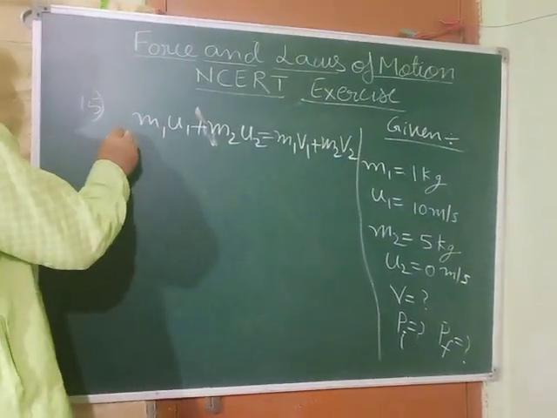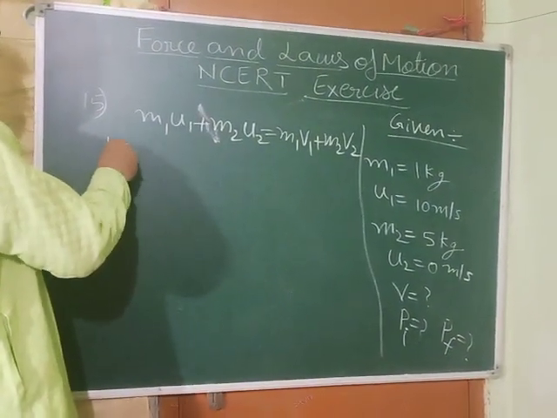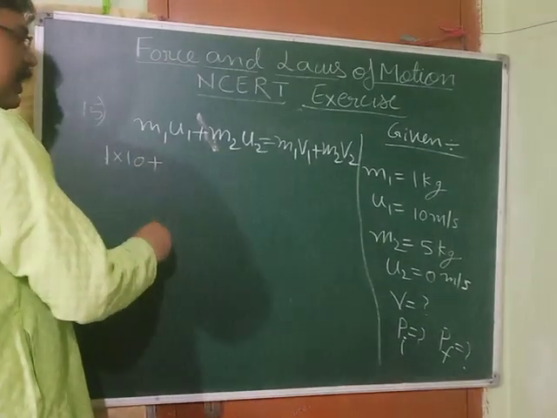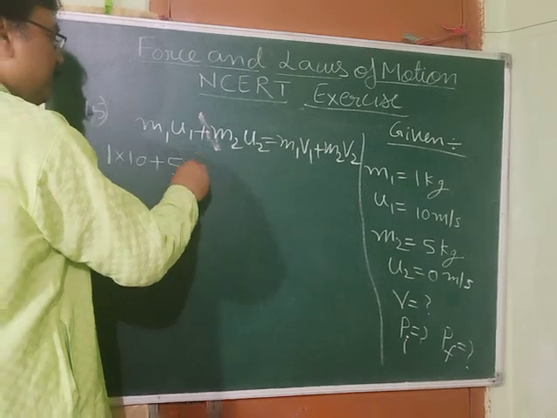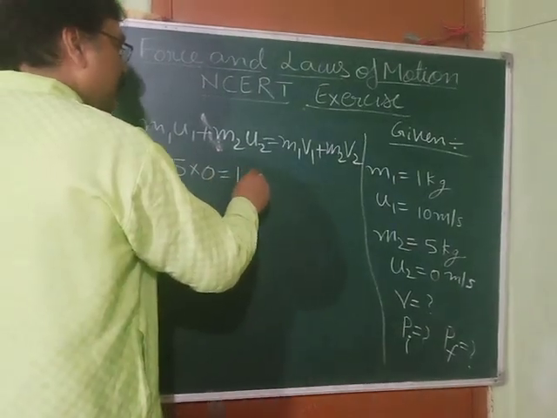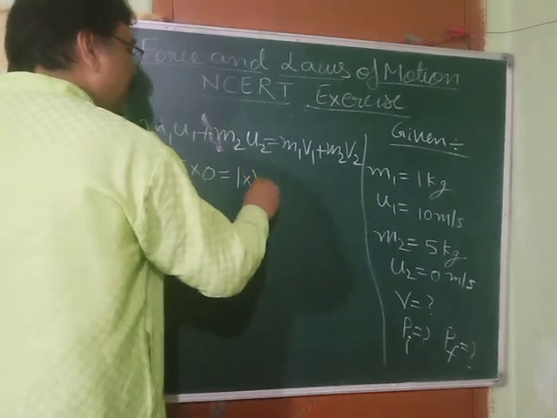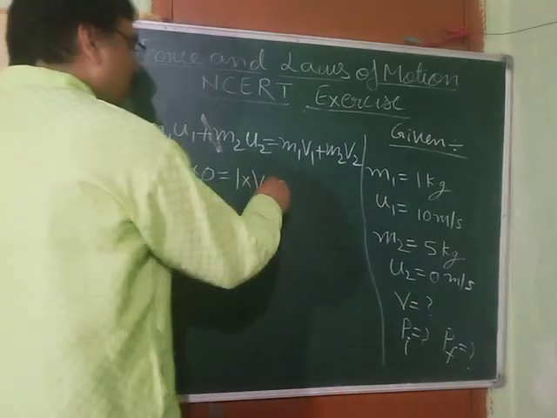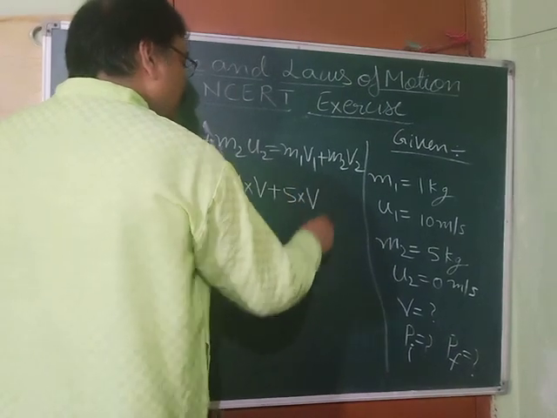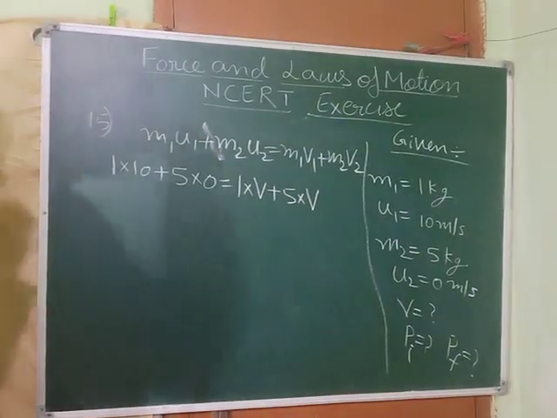Now, m1 is 1 kg, u1 is 10, plus m2 is 5, u2 is 0. m1 is again 1, v1 is v, because we have to find v, plus m2 is 5, v2 is v only, because both are moving with the same velocity.